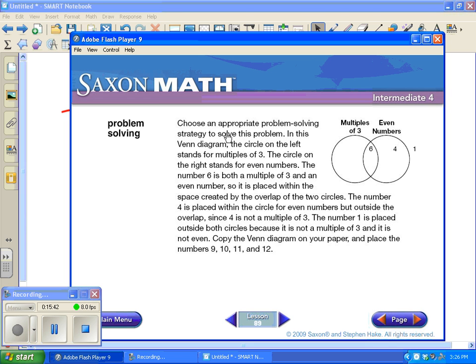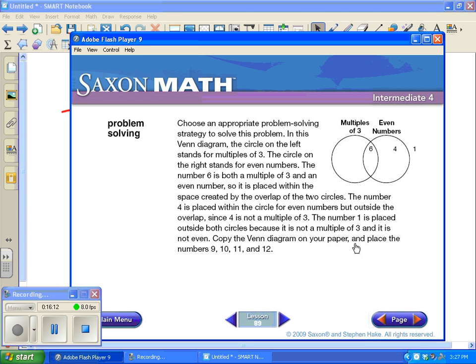So let's read the problem now. In this Venn diagram, the circle on the left stands for multiples of 3. The circle on the right stands for even numbers. The number 6 is both a multiple of 3 and an even number, so it's placed within the space created by the overlap of the two circles. The number 4 is placed within the circle for even numbers, but outside the overlap, since 4 is not a multiple of 3, and the 1 is placed outside both circles because it is not a multiple of 3, and it's not even. Okay, so I had just said all that, and now I've said it twice.